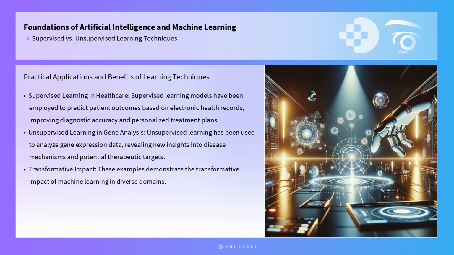Case studies further illustrate the practical applications and benefits of these learning techniques. In healthcare, supervised learning models have been employed to predict patient outcomes based on electronic health records, improving diagnostic accuracy and personalized treatment plans. In contrast, unsupervised learning has been used to analyze gene expression data, revealing new insights into disease mechanisms and potential therapeutic targets. These examples demonstrate the transformative impact of machine learning in diverse domains.